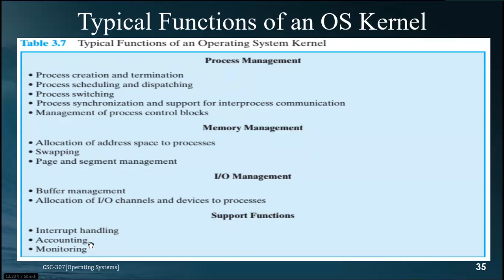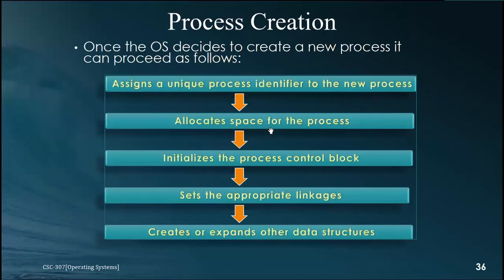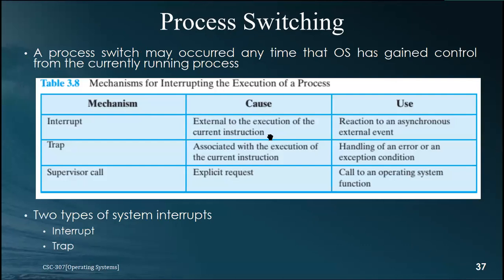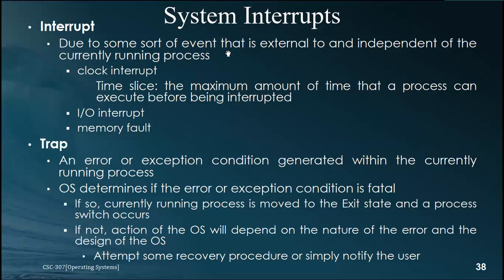Support functions are interrupt handling, accounting, monitoring. So these are the functions in the kernel. Now, sometimes when you are creating a process, a system interrupt occurs and you have to handle that. To handle that, sometimes you need the permission of the system.